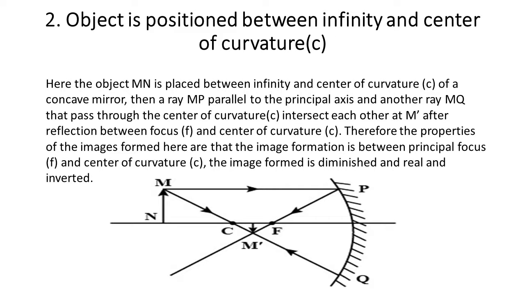And when the object is placed beyond the center of curvature, you can see over here the ray of light passes through the center of curvature and it traces back, or even if it hits the pole of the mirror, it will reflect back at the same angle. This ray, which also hits the spherical mirror and passes through the principal focus, they'll all meet at the point between the center of curvature and the principal focus. And this image you can see over here is small in size, it's diminished, and it's real and inverted as well. So when an object is placed beyond the center of curvature, the image is formed between center of curvature and principal focus, and this image is small in size, it's real and inverted.